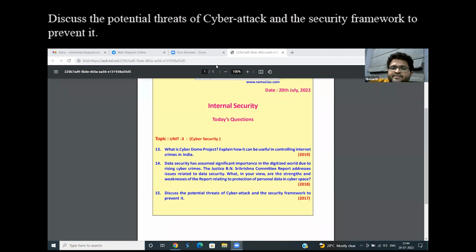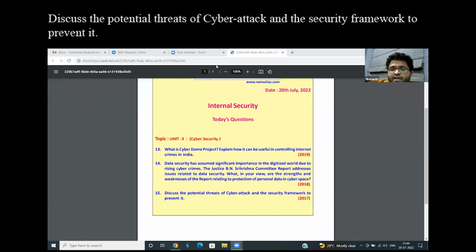Okay, NASSCOM and DSCI have developed cyber security ecosystems. You can write that example. And then you can write one or two schemes where the government has come up with a proper cyber security framework, as an example of government initiative.